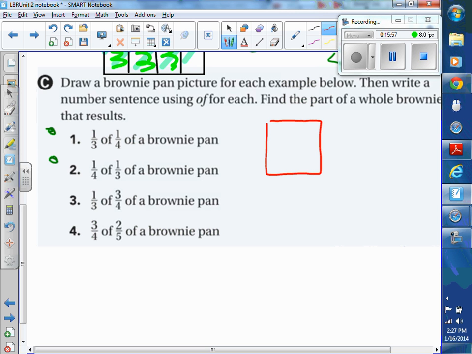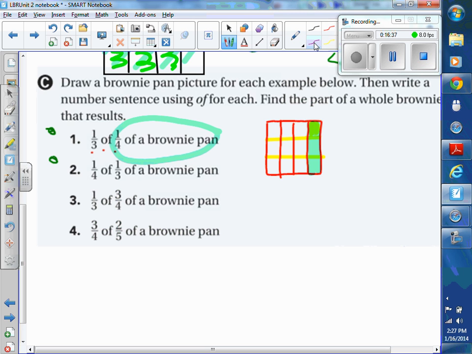You still have some squares left. And I have a third of a fourth of a brownie pan. So I have to make sure my brownie pan is first divided into fourths. And this part is really what I start with. Do you guys see that? Because I'm taking a third of a fourth, so I need to have the fourth in place. And now I'm going to take a third of it. So I'm going to go this way. And I only want a third of it. So my overlap is right here.